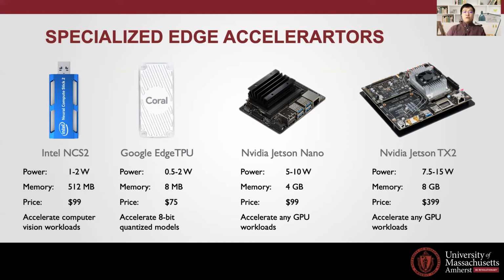NVIDIA Jetson Nano can be considered as an edge node loaded with a small GPU. It's loaded with a Unix system and can work as an independent edge node. That's why it consumes more power than the VPU and Edge TPU. It also has larger memory but a similar price. Jetson TX2 is similar to Nano, but with larger memory and GPU capacity, and of course, higher cost.